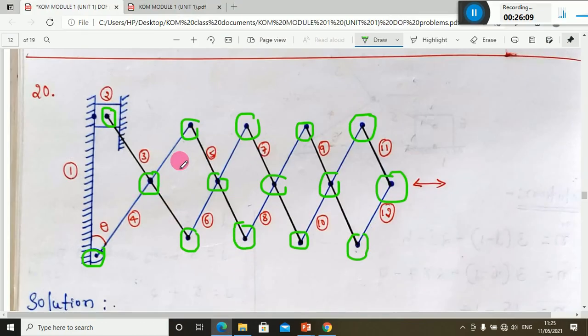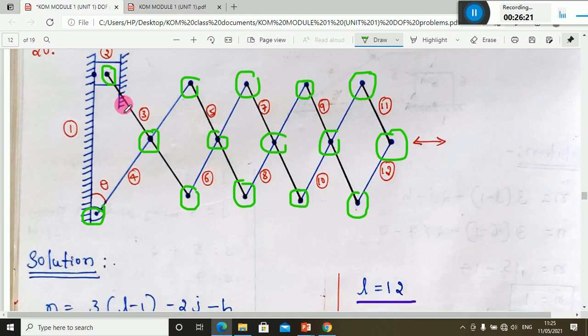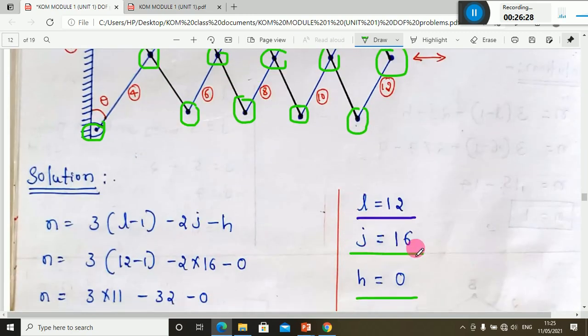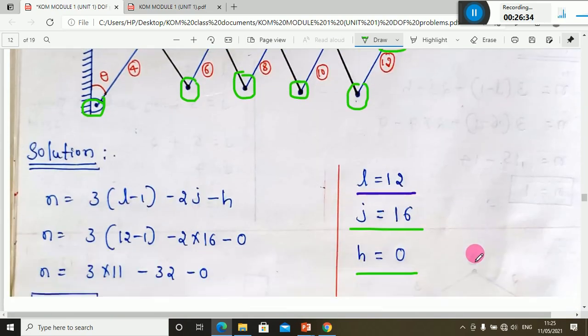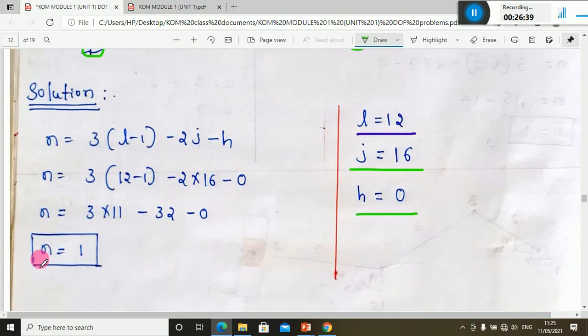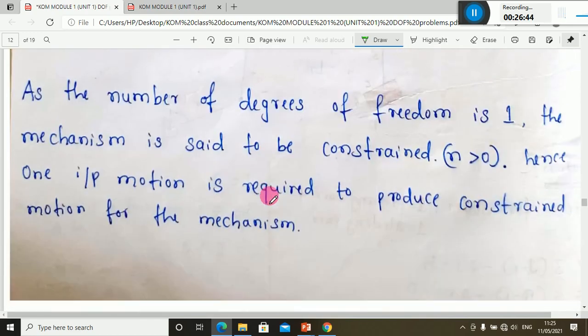We are discussing the total number of binary joints, that is 16, which includes both binary joints as well as lower pairs. So you can see a total of 15 binary joints and one lower pair, that is the surface contact between the first link and the second link. Total 16. Since there is no point contact between any links, there is no higher pair. It means H is 0. So finally you can say that the degrees of freedom of this mechanism is 1. Okay, and just take the next one.